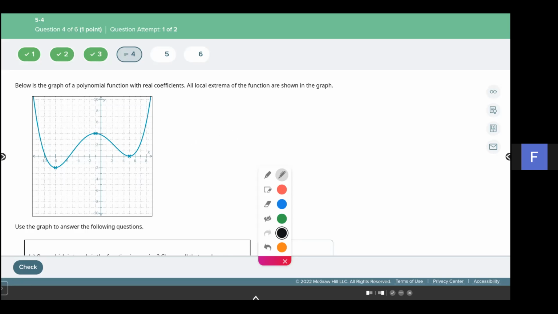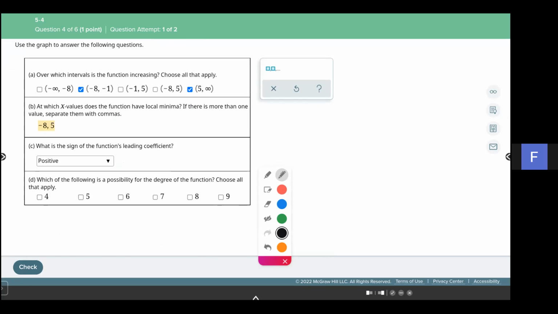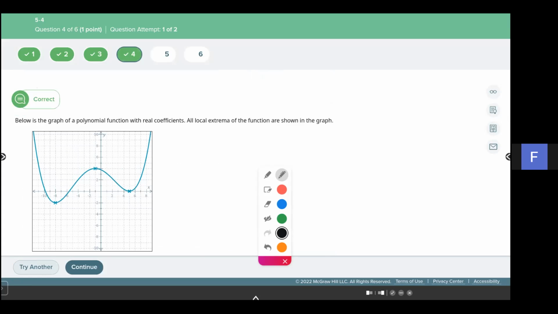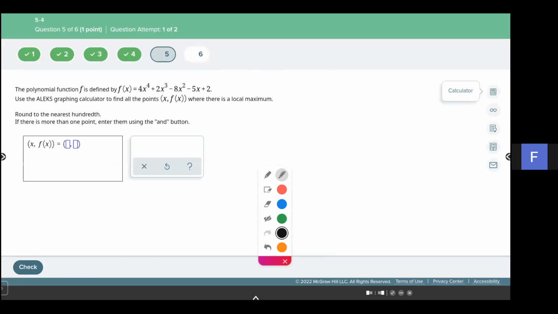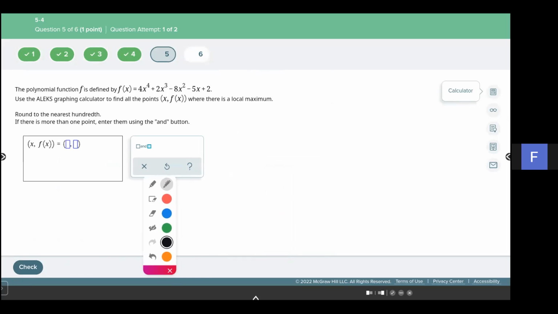So I'm going to go ahead and scroll down. It could be 4, 6, and 8 because it has to be even and at least greater than or equal to 4. Yay, I'm done with this one. I can hit continue. 5 and 6 are also graphing. I highly recommend using Desmos. I really do. I'm going to give the calculator a try one more time in here and see if it works.